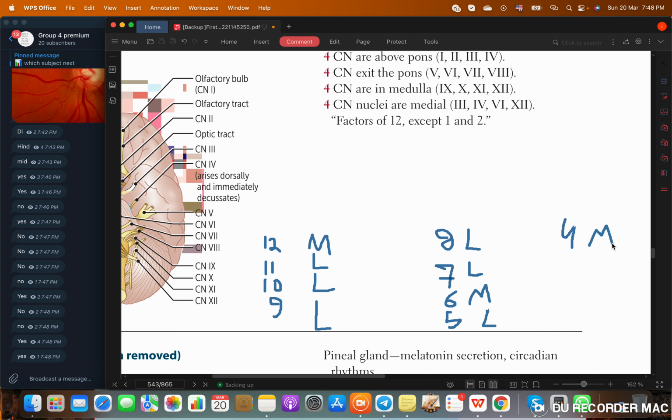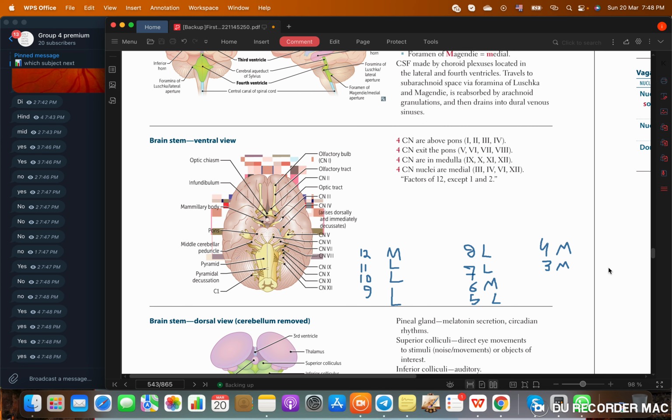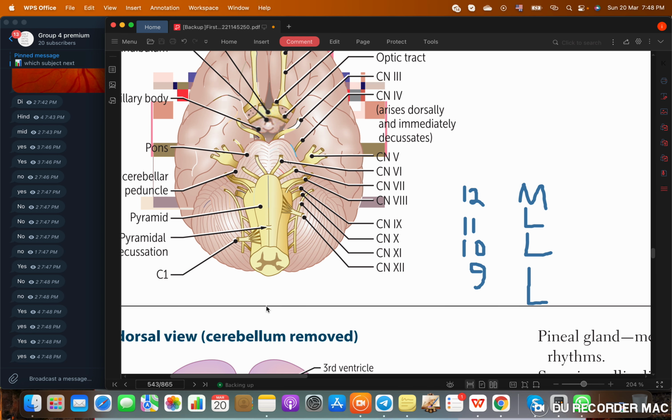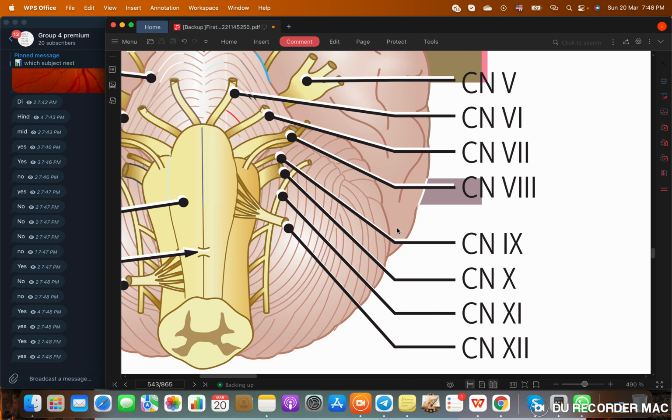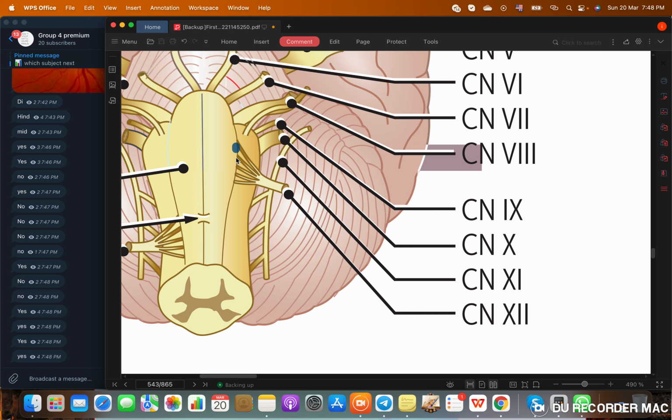Yes, it's medial. What about 3? Yes, then it's medial. Okay, so we can determine all of them just by checking if it divides by 4 or not. Let's proof check that. Cranial nerve number 12 is the most medial of all the others. So you can see 12, it's medial, it's here.